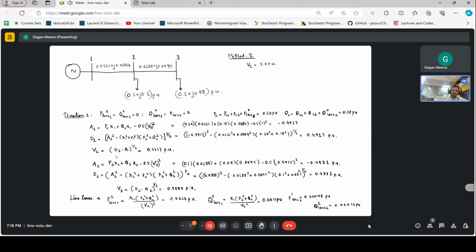Now since V2 and V3 are known, we can find out the losses. How to find out the losses? We can do I square R. I we have already calculated as (P minus jQ) by V star. The I magnitude is the square root of P square plus Q square, divided by V.